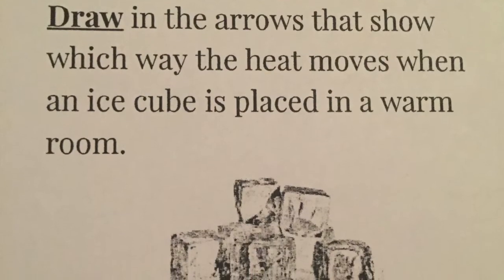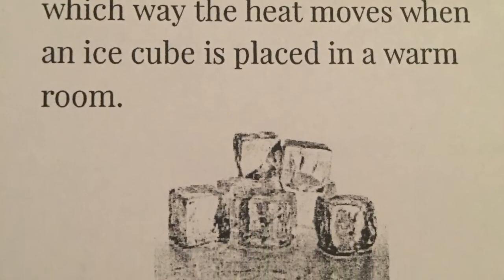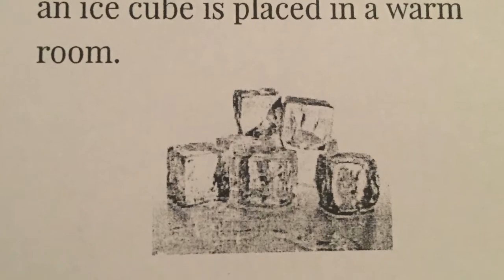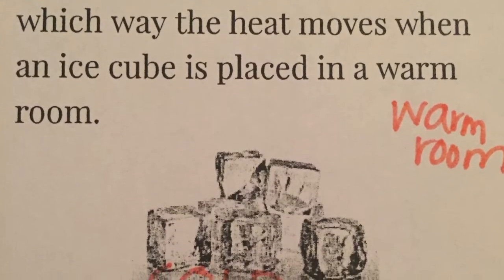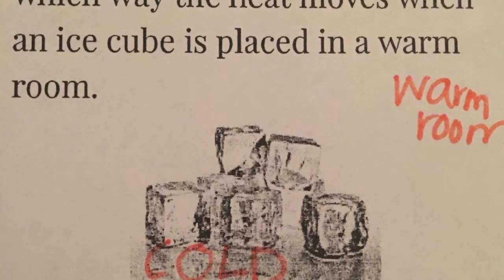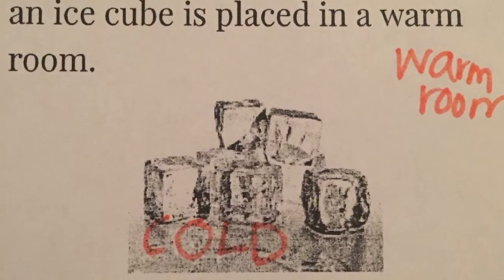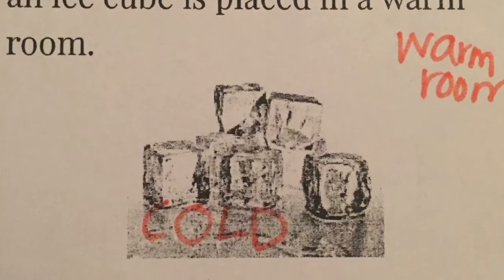Now you try. Draw in arrows that show which way the heat moves when an ice cube is placed in a warm room. So the warm room and the cold ice cube. And remember, heat always goes from hot to cold, never the other way around.